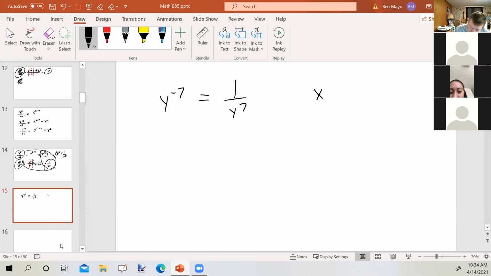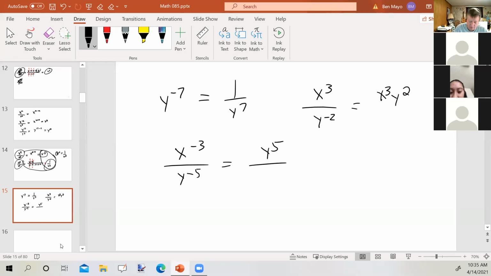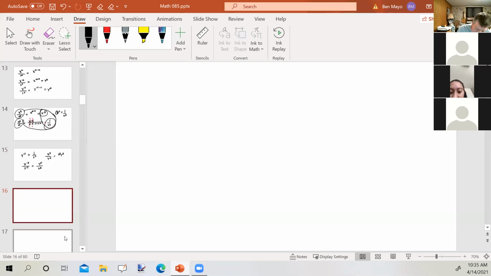Let's say I have x cubed over y to the negative 2 power. That would be x cubed times y to the positive 2 power. Moving it upstairs. We can also take something on top and move it down below and change the sign. Let's say we've got something on top that's negative and something on the bottom that's negative. Well, the bottom one moves to the top and has a positive exponent. The top one moves to the bottom and has a positive exponent. In general, we say a to the negative r equals 1 over a to the positive r.